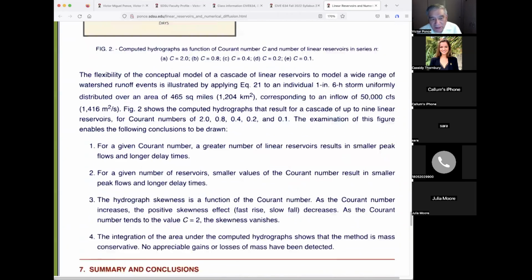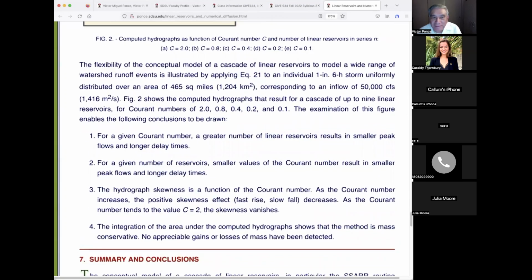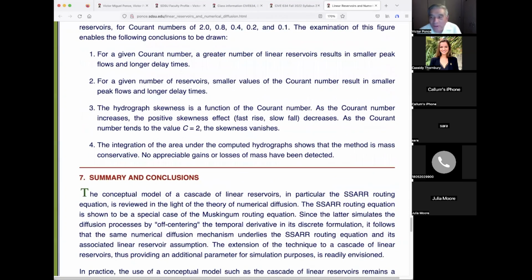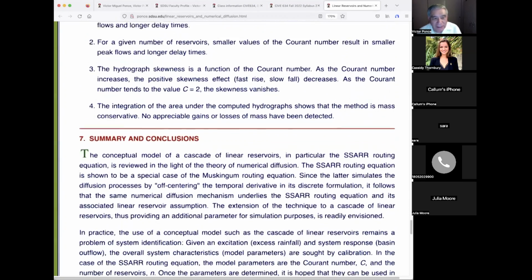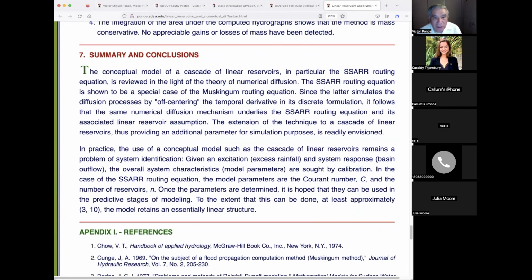So we found this out and we learned from it. We're learning every day, okay? So we have in here the summary and conclusions. Conceptual model, now I summarize here. The conceptual model of cascade, in particular, the SAR routing equation, is reviewed in the light of the theory of numerical diffusion. The SAR routing equation is shown to be a special case of the Muskingum routing equation.